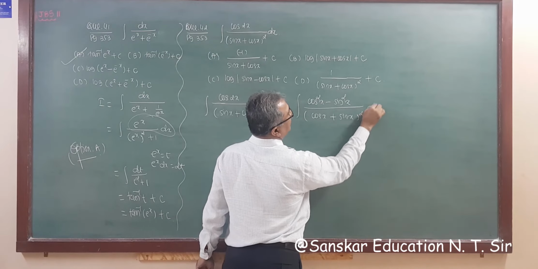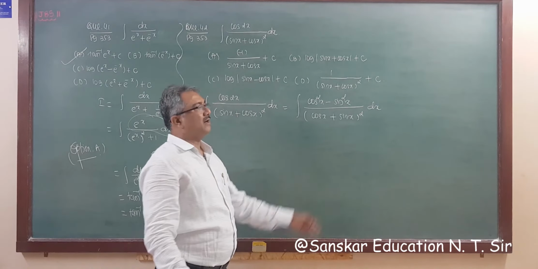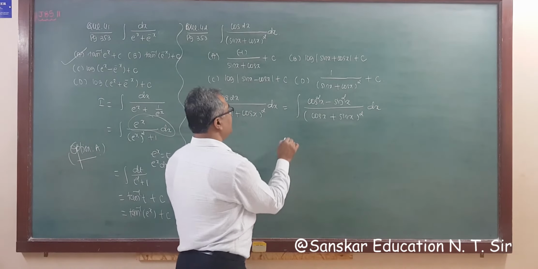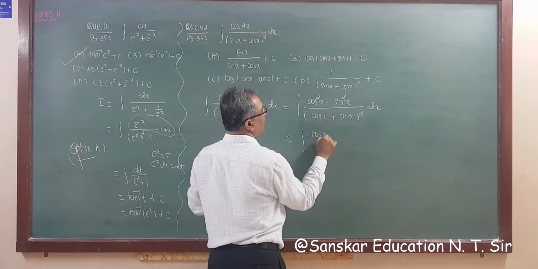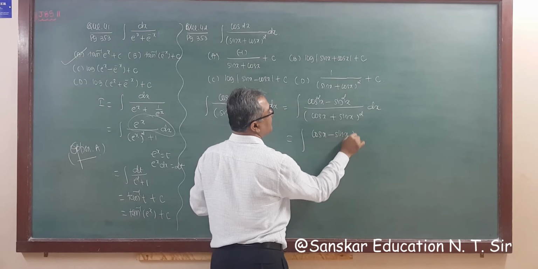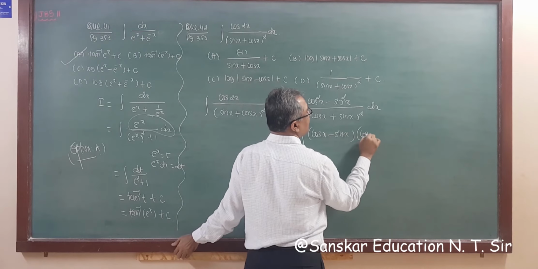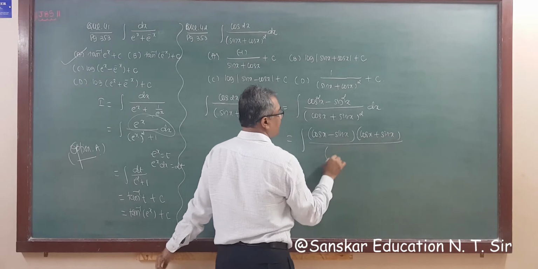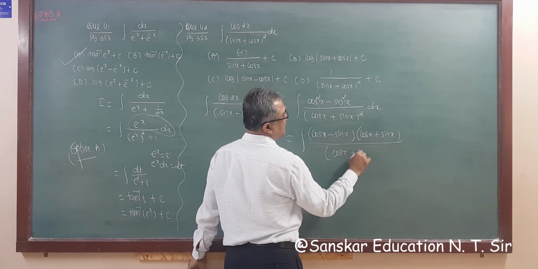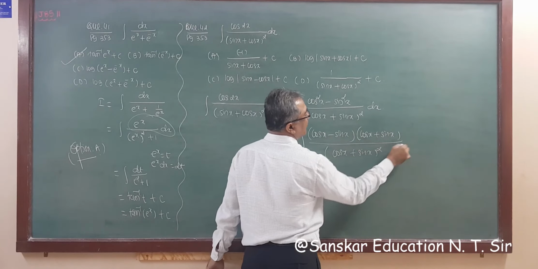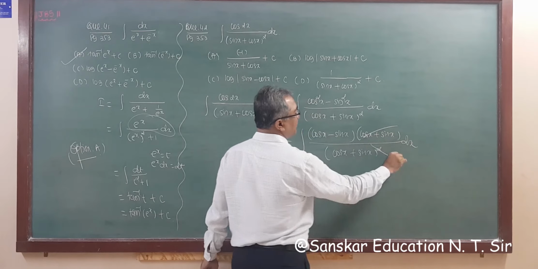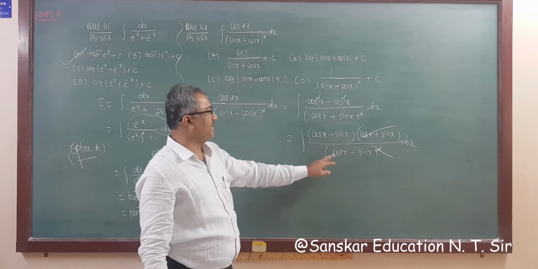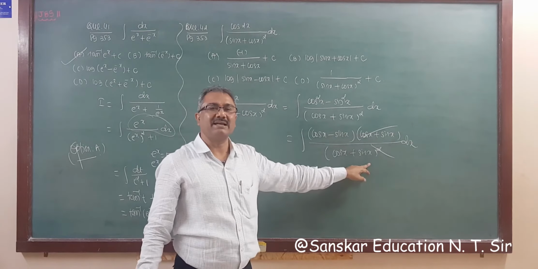Now a square minus b square, so the factors of this will be integration of cos x minus sin x into cos x plus sin x, whole upon cos x plus sin x whole square dx. So one factor will be cut, so what remains is derivative of cos is minus sin and of sin is cos.